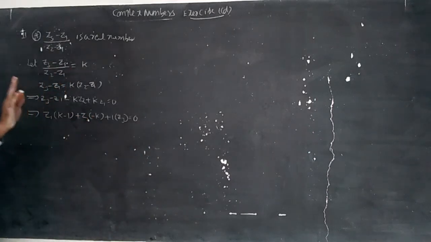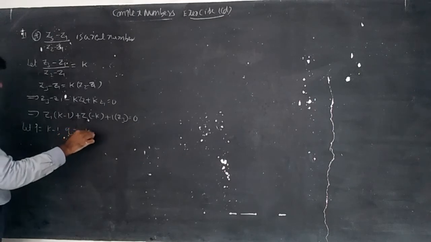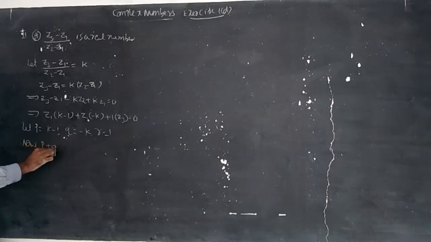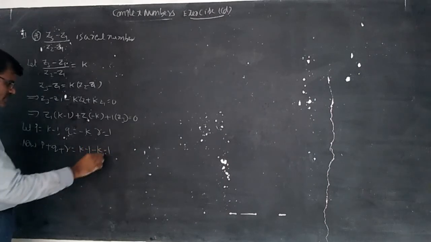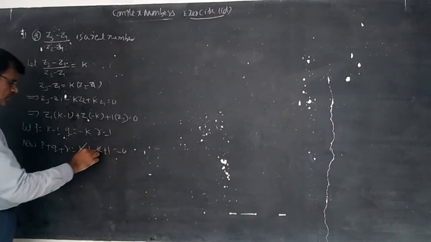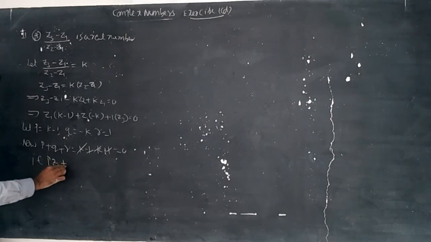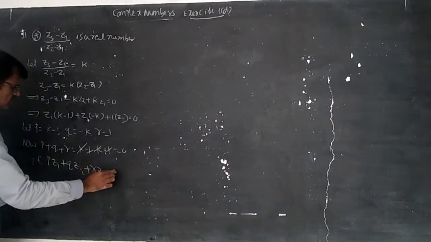Students, I will say about the first question also. Let P equal K minus 1, Q equal to minus K, R equal to 1. Now P plus Q plus R equals K minus 1 minus K plus 1, which is equal to 0. Therefore, we can say that PZ1 plus QZ2 plus RZ3 is equal to 0.